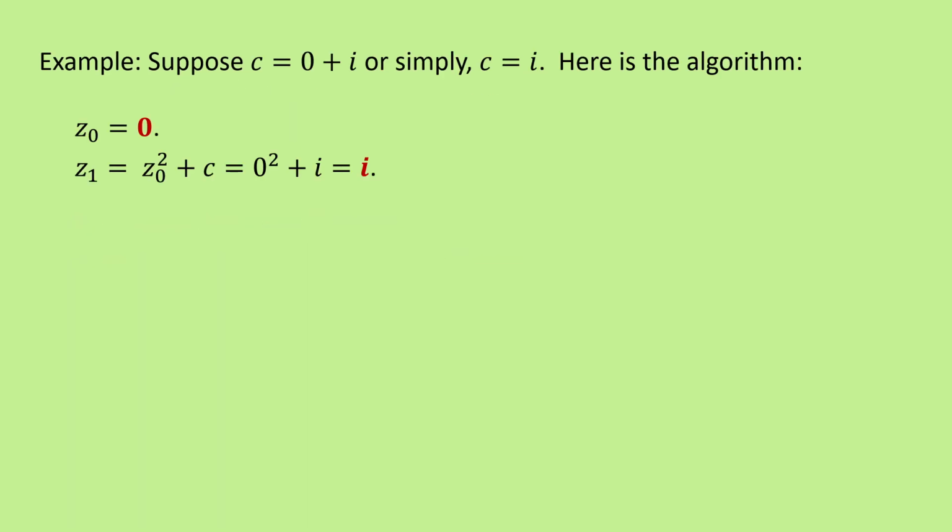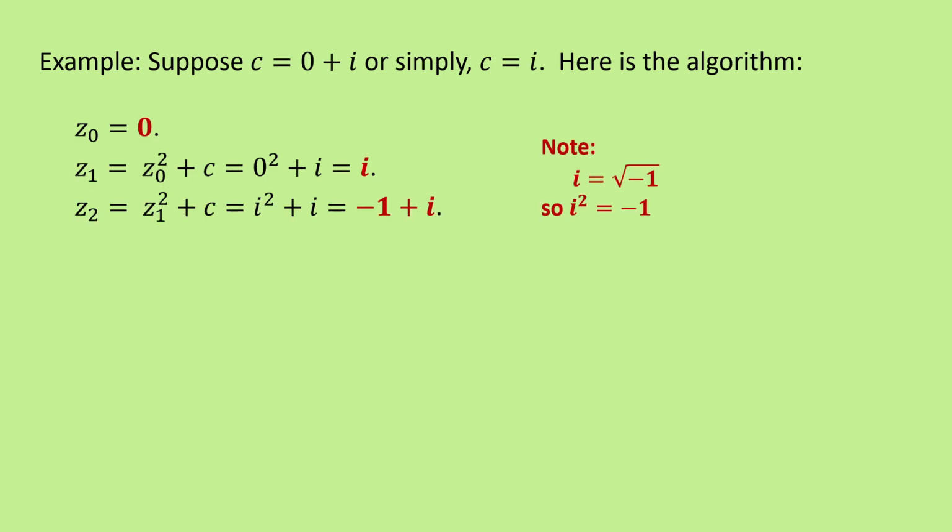One final example. This time c is equal to i, and there's no real part. So z0 is 0, z1 is 0 squared plus c, which is just i. z2 is equal to i squared plus i, which is negative 1 plus i. You'll notice that by definition, i is the square root of negative 1, so i squared is equal to negative 1.